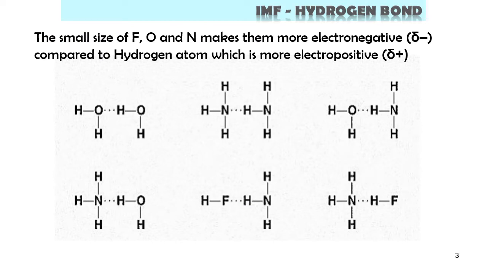The small size of fluorine, oxygen, and nitrogen atoms make them more electronegative or partially negative. So electronegativity, you have learned before, is the ability of the atom to attract electrons toward itself in bonding. So you have a hydrogen atom which is partially positive. Okay, so let's have a look. For hydrogen bond, just remember this, handphone, H-F-O-N.